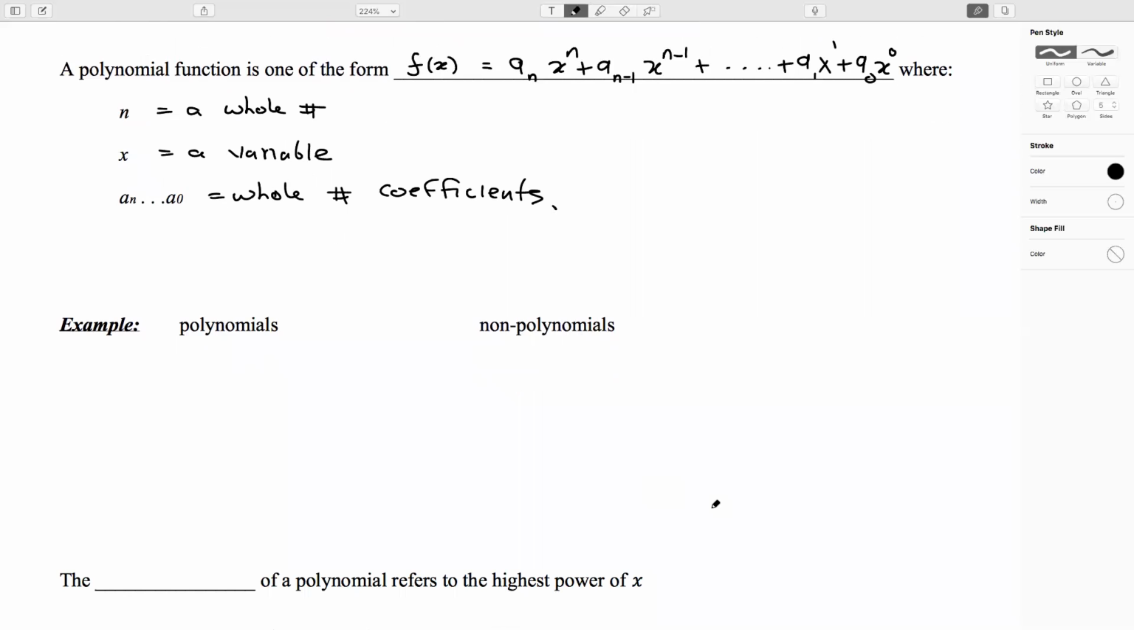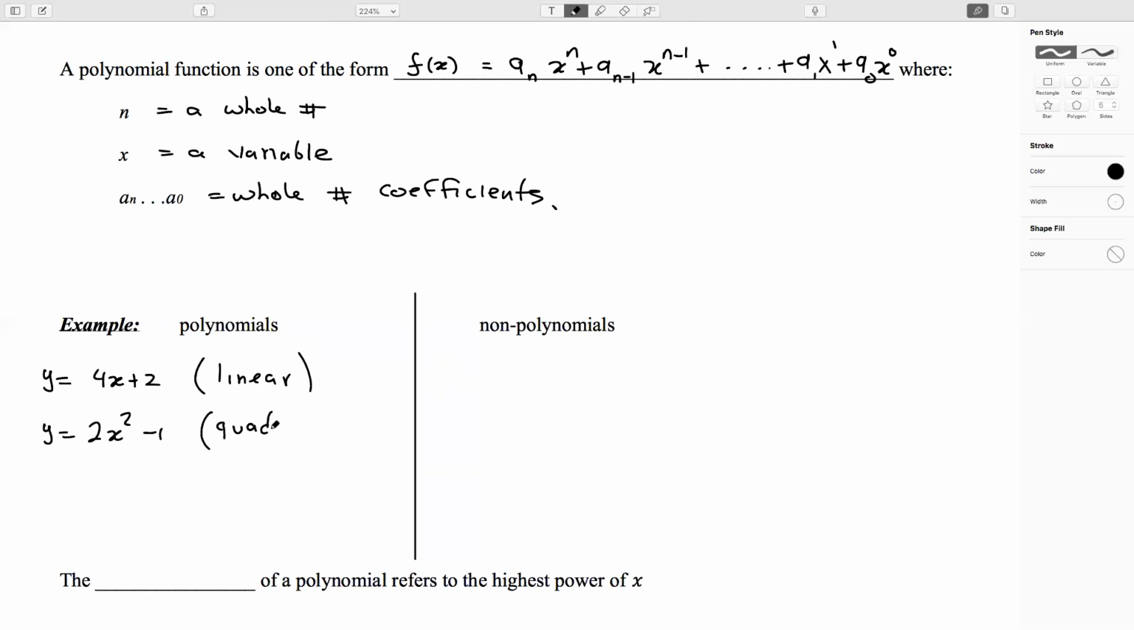So let's go through some examples, some things that are and aren't polynomials. Something like y equals 4x plus 2. That is a polynomial, that's a linear function. You could have something like y equals 2x squared minus 1. That's a polynomial, that's what you call a quadratic function. You could even have something like y equals 4x to the power 4 minus 3x squared. That is a polynomial, that's called a quartic function.